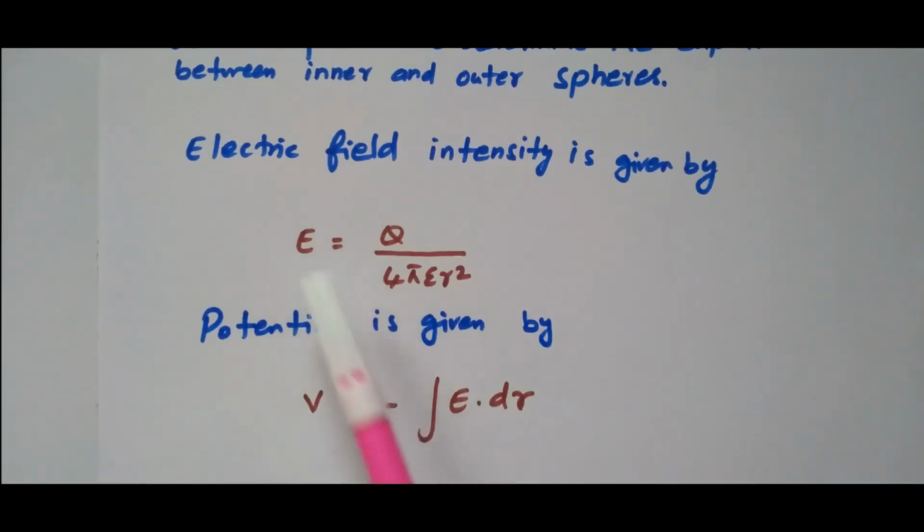The electric field intensity is given by E equal to Q divided by 4 pi epsilon r square. That is the general formula. Here we can take it as it is, right? We consider the sphere, so E equal to Q divided by 4 pi epsilon r square is taken. The potential is given by the relation between potential and electric field, V equal to minus integral E dot dr. This dr is nothing but in between the inner and outer sphere. We consider one radius in between the inner and outer sphere.